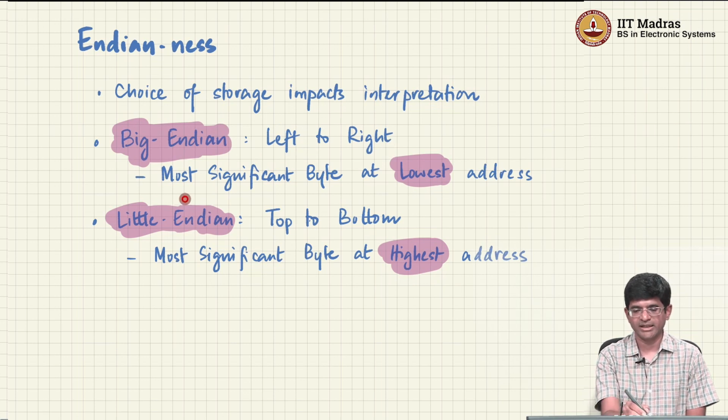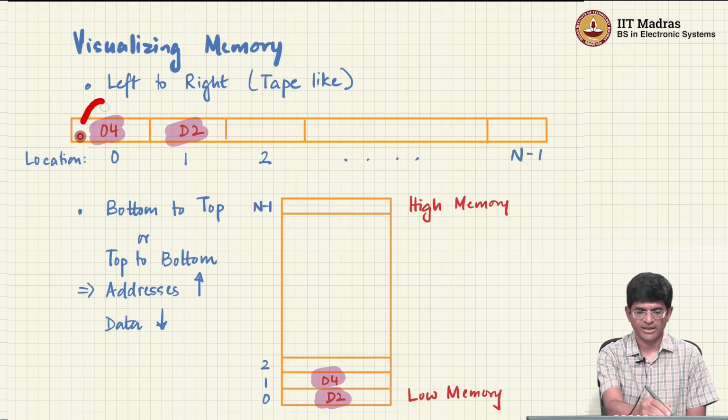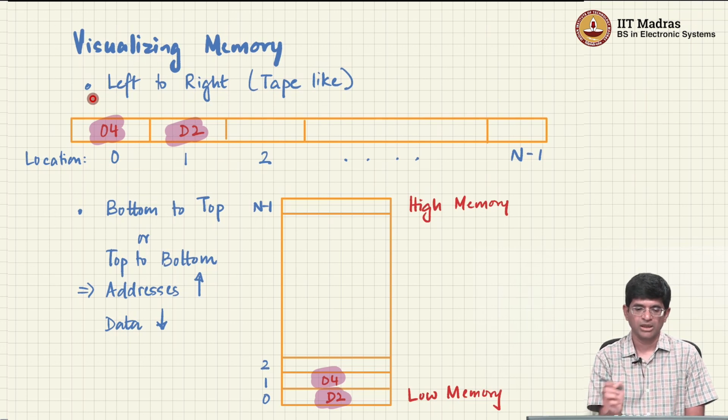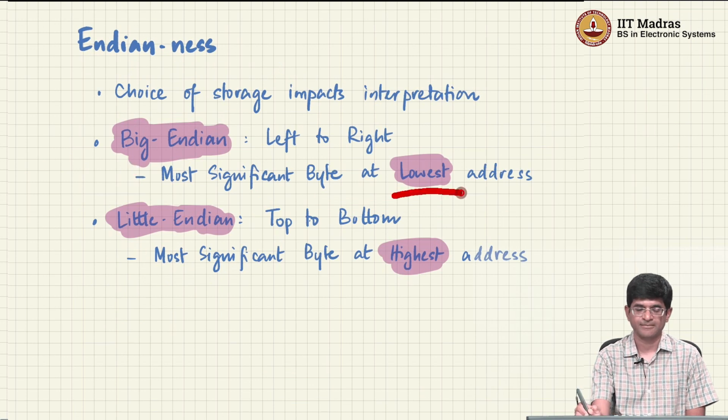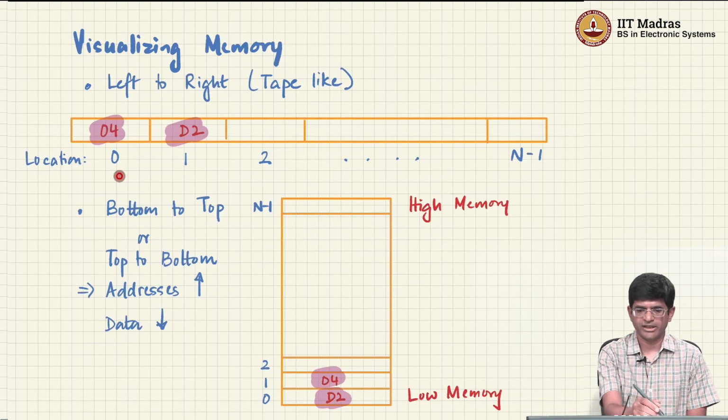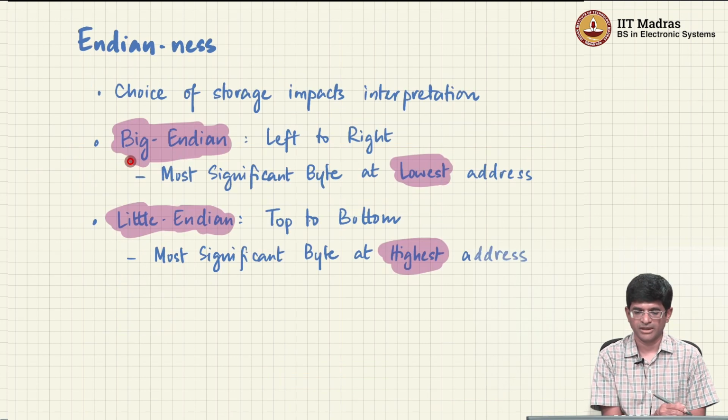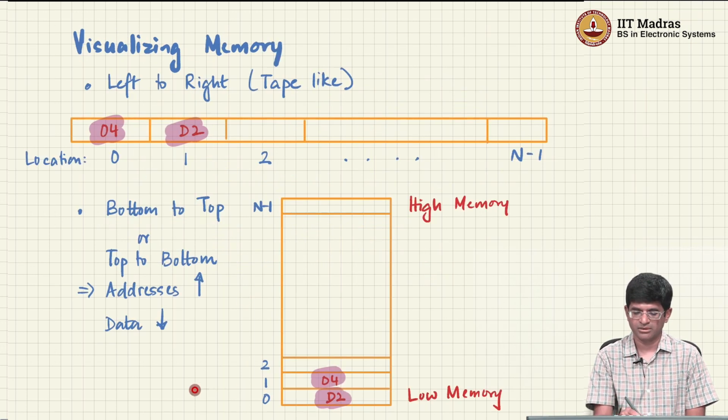Why it's called big endian is that the most significant byte, as you can see over here, this 04, which is the more significant byte of the number 04D2, gets stored at the lower memory location, at the lowest address, or you could think of it as at the leftmost address, depending on which way you want to look at it. The little endian sort of follows the top to bottom approach and says the most significant byte should be at the highest address.